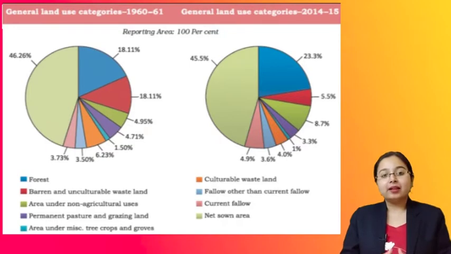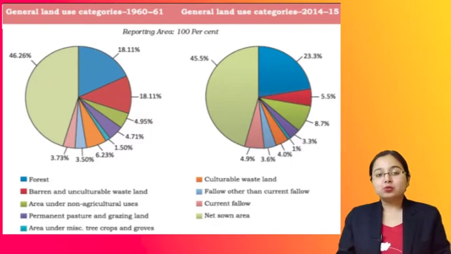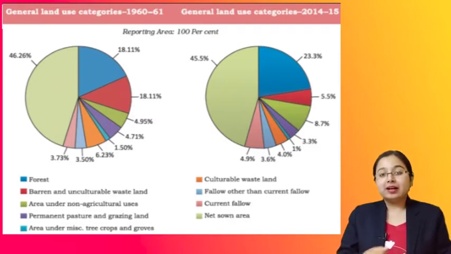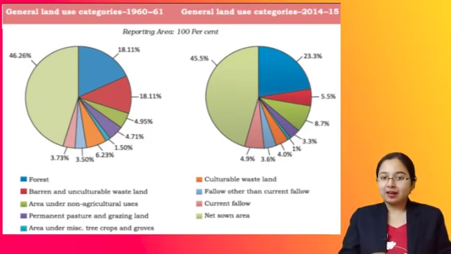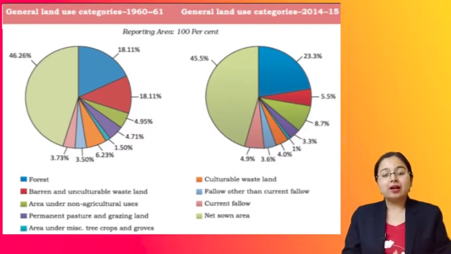Second, we have barren and uncultivated wasteland. Children, in 1960-61 the percentage was 18.11%, and in 2014-15 it decreased to 5.5%, which is also a good indicator that barren or uncultivated wasteland has decreased. Third, we have area under non-agricultural use, meaning the area that we cannot use for agriculture purpose. In 1960-61 it was 4.95%, and in 2014-15 it increased to 8.7%.